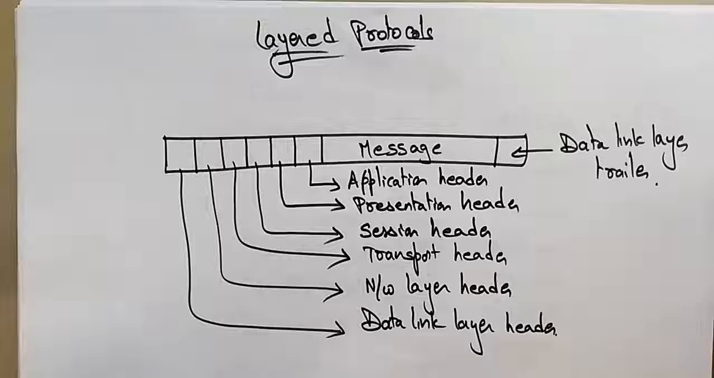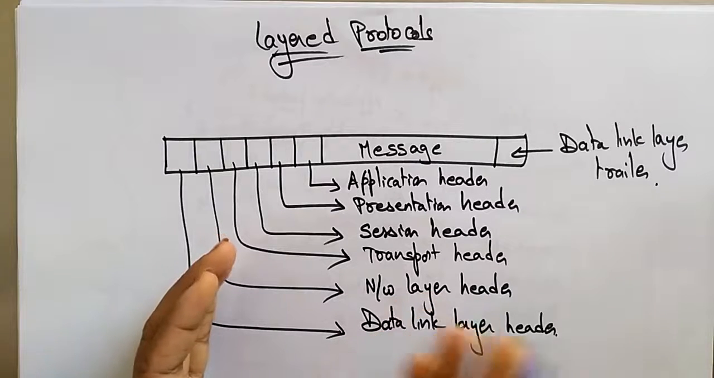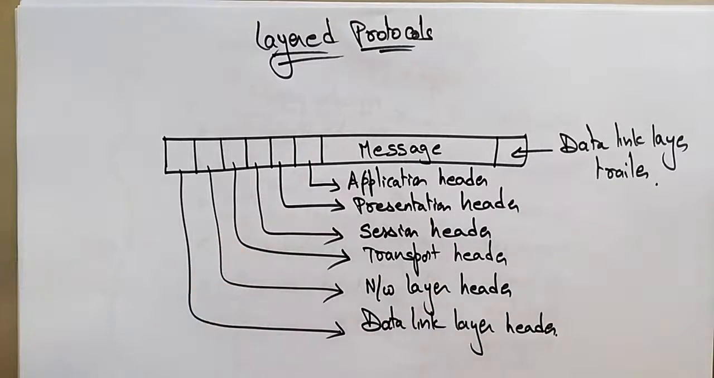Hi students, welcome back. Now coming to the next topic in the subject distributed systems, which is the layered protocol. In the previous video I explained exactly what a communication protocol is. The communication protocols have different layers. Now let's see each and every layer in the communication protocol, meaning the OSI layers.